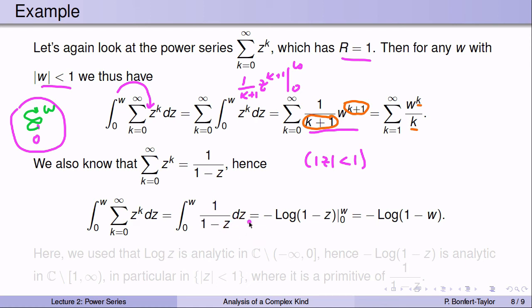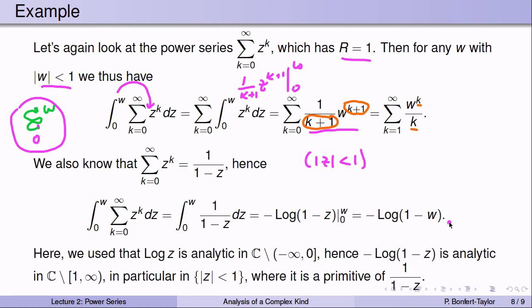Well, an antiderivative of 1 over 1 minus z in the disk of radius 1 centered at the origin is minus log of 1 minus z, because the derivative of minus log of 1 minus z is minus 1 over 1 minus z times the derivative of the inside function, which gets rid of that minus sign. So the derivative of minus log of 1 minus z is indeed 1 over 1 minus z. And if I again plug in the upper bound w, I get minus log of 1 minus w, and at the lower bound the primitive is equal to 0.